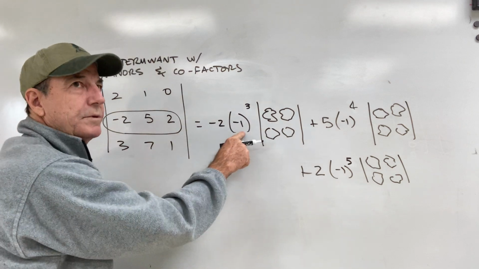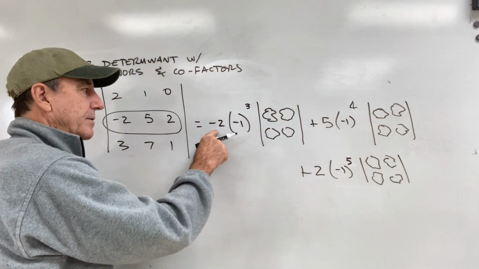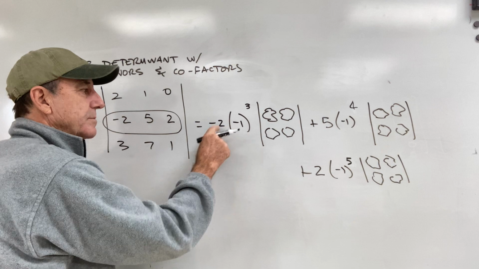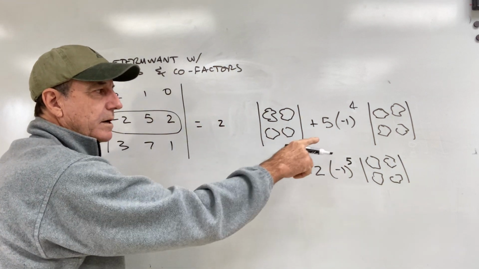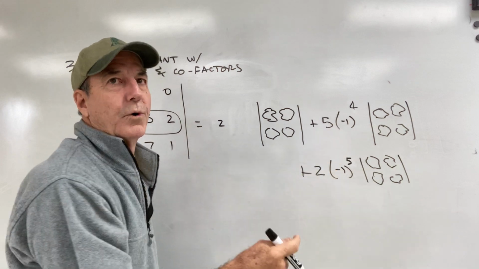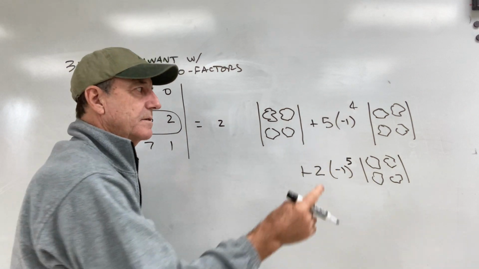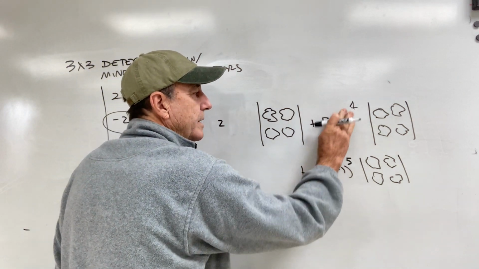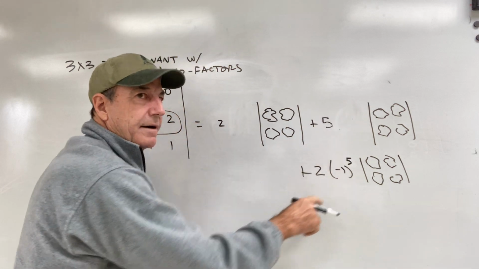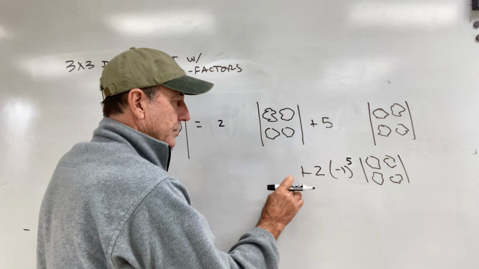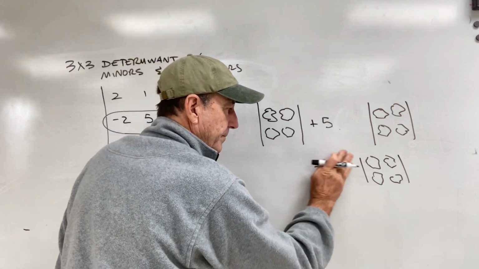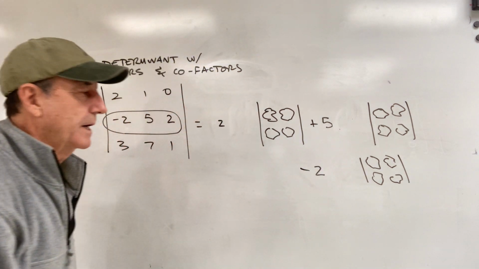Okay, so once we figure out those powers of negative 1, this is pretty easy. Negative 1 cubed is negative 1. We have a negative 2 times negative 1 times negative 2. This is just going to be 2. Okay, here we have negative 1 to the 4th. Well, negative 1 to the 4th is a positive 1. Positive 1 times 5 is just 5. And here we have negative 1 to the 5th. That's a negative 1. Negative 1 times 2 will be a negative 2. Okay, so we take care of that.